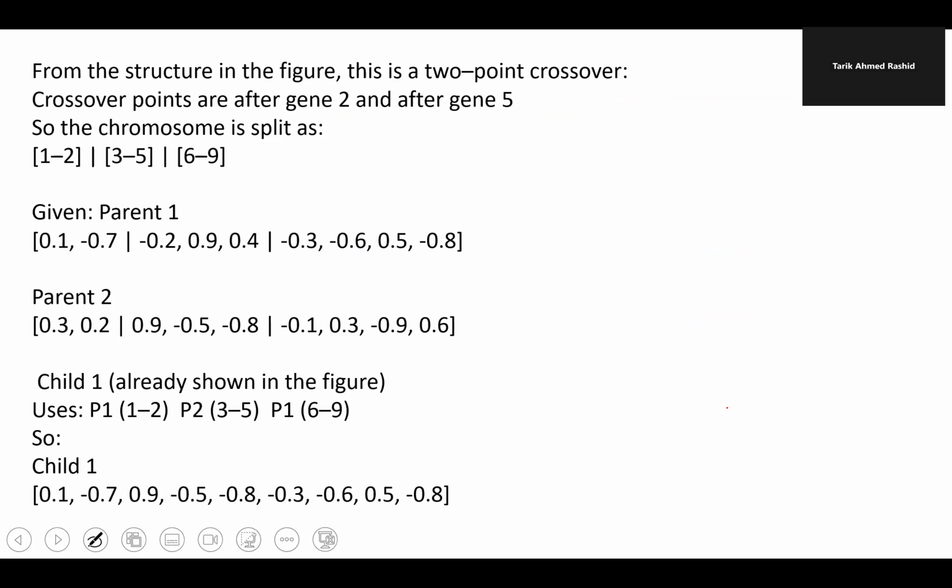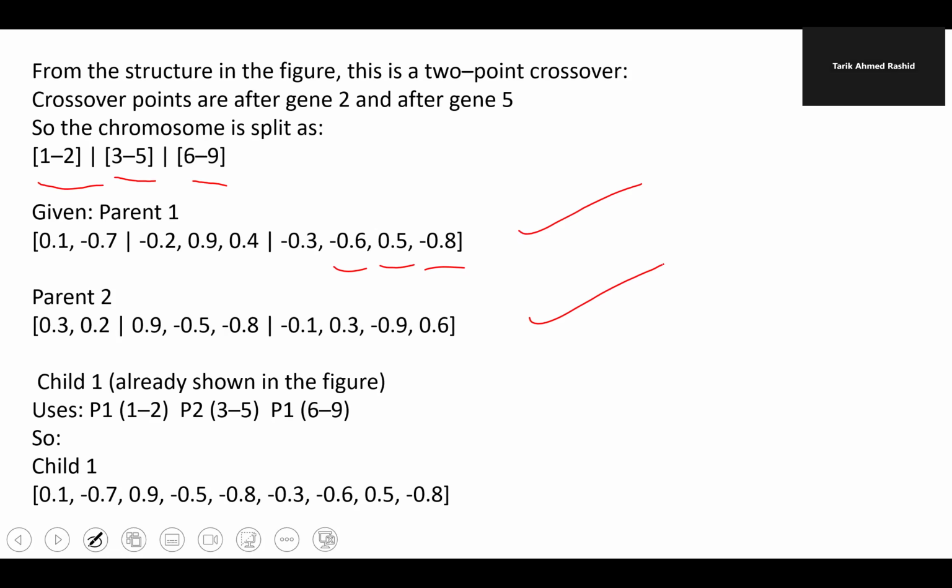From the figure, I have bits 1 to 2, 3 to 5, and 6 to 9. So parent 1 has 0.1, minus 0.7, minus 0.2, 0.9, 0.4, minus 0.3, minus 0.6, 0.5, 0.6. That's parent 1. And parent 2 is this one.